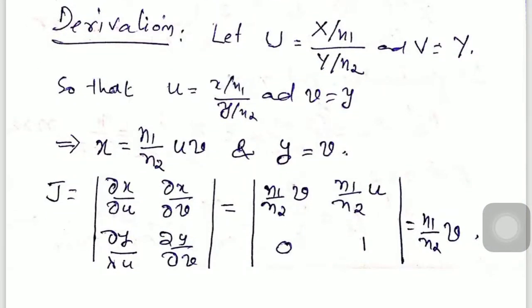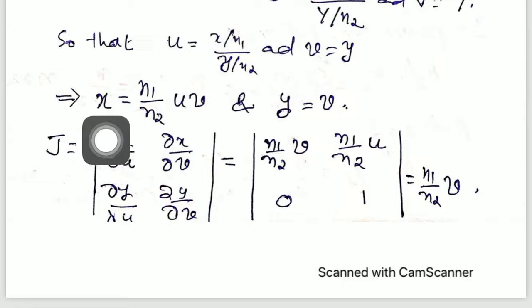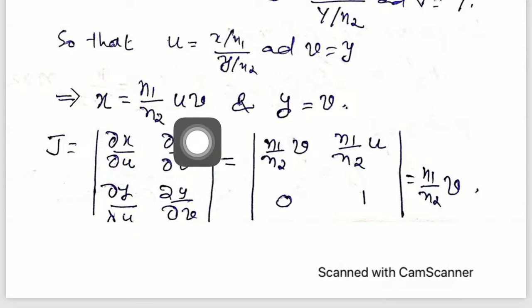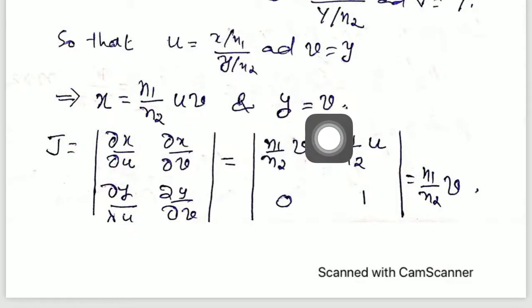Now you can see in the derivation you define two random variables u and v, which are functions of x and y. Okay, and you can utilize the method of transformation using the Jacobian of transformation. You see u is equal to (x/n1)/(y/n2), and v is equal to y. And you can explicitly express x and y in terms of u and v, like x equal to (n1/n2)uv and y is equal to v.